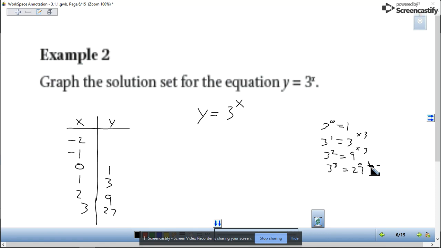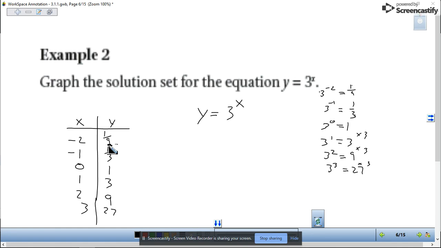Now, if we go the other way, what if we go to -1? Well, that means we're doing the pattern backwards, right? So going backwards, we're actually going 27 to 9 and we divide it by 3. Divided by 3 again, divided by 3. So if I take 1 and divide it by 3, I get 1/3. Okay? And then the same thing would happen if I did the -2. I would divide that by 3. So 1/3 divided by 3 is 1/9. So this is what we're graphing.